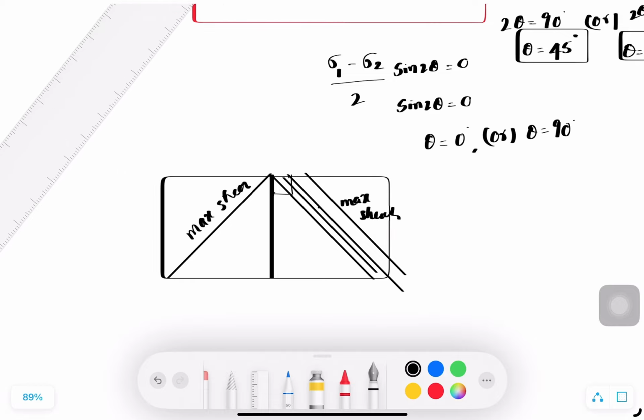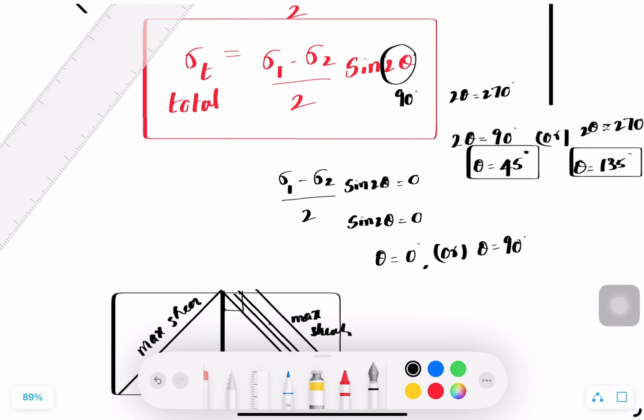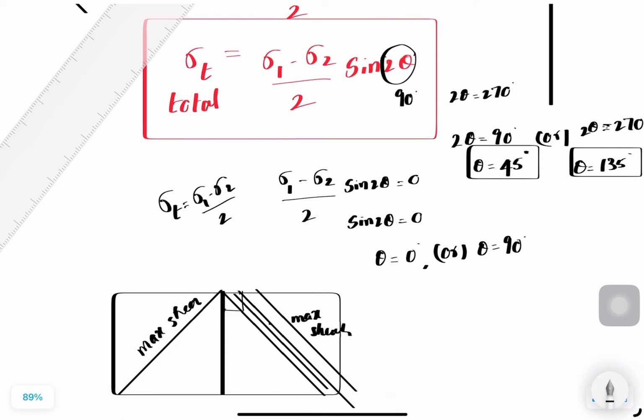Okay, and the maximum value of the shear stress is sigma 1 minus sigma 2 divided by 2. Okay, and you could see that ductile materials primarily fail due to shear, and brittle materials primarily fail due to the maximum normal stress. So we will delve deeper into the topic when we discuss theory of failures.